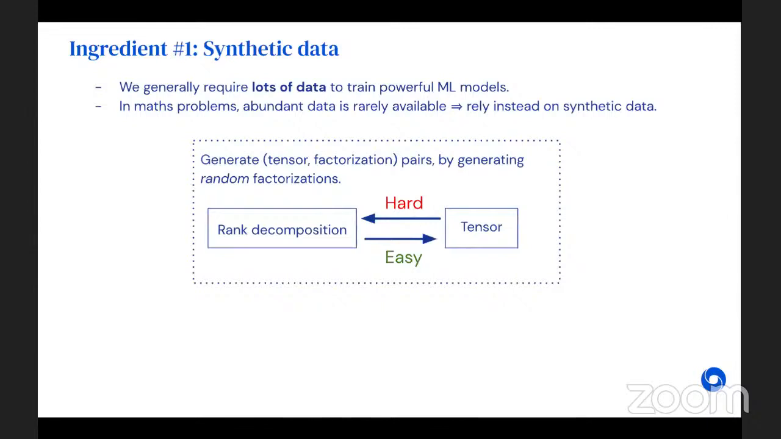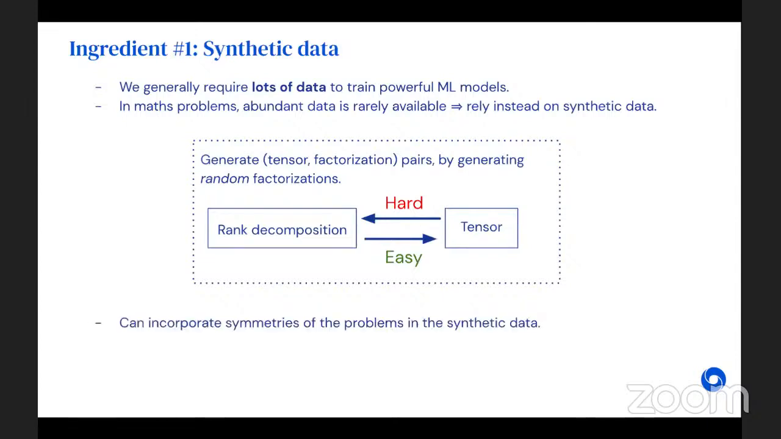It's very hard to get a decomposition from a tensor, as I just said, but the opposite is quite easy. So you can generate random decompositions and then generate the tensor associated to it, right? In that way, you can generate an infinite amount of training data, just by starting from the decomposition and then combining this together, you get the tensor. Essentially it's this sum formula I showed before: you have these rank one tensors, you sum them, and then you get the final tensor. So you can generate pairs of tensor and decomposition for the decompositions that you generated randomly.